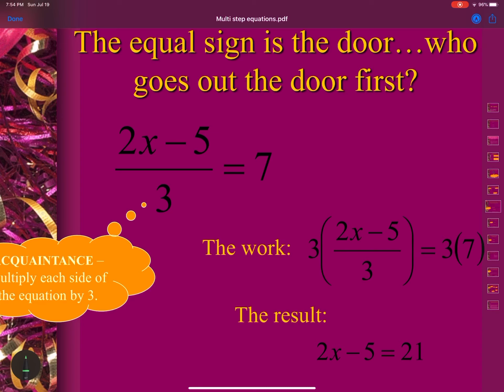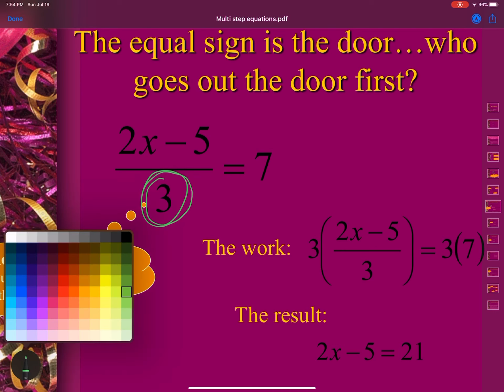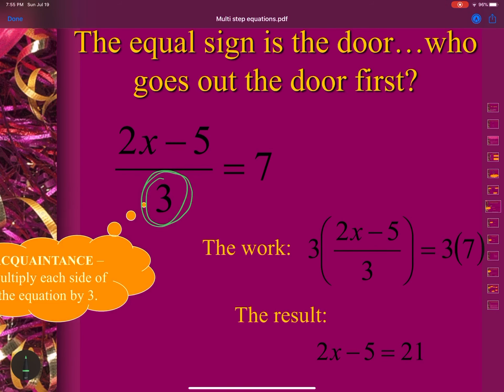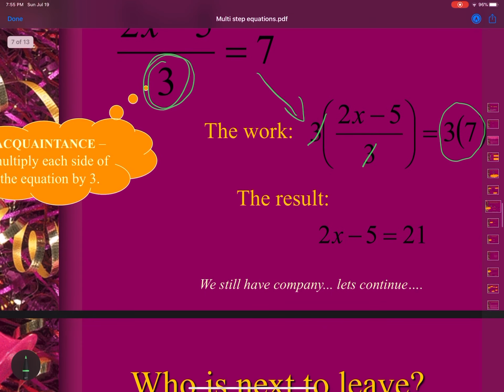So we have (2x minus 5) over 3 equals 7. We have an acquaintance here. So our first step is sending the acquaintance home. How do you send the acquaintance home? You do the opposite operation, just like before. We have divided by 3, so you multiply by 3, which leads us to this step. Multiplying both sides by 3, we get the 3's canceling. We have 3 times 7 on the right side. And all we have left is friends and family.